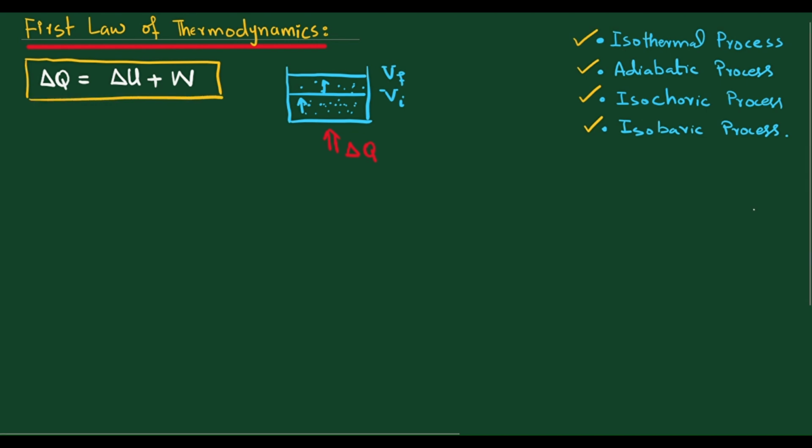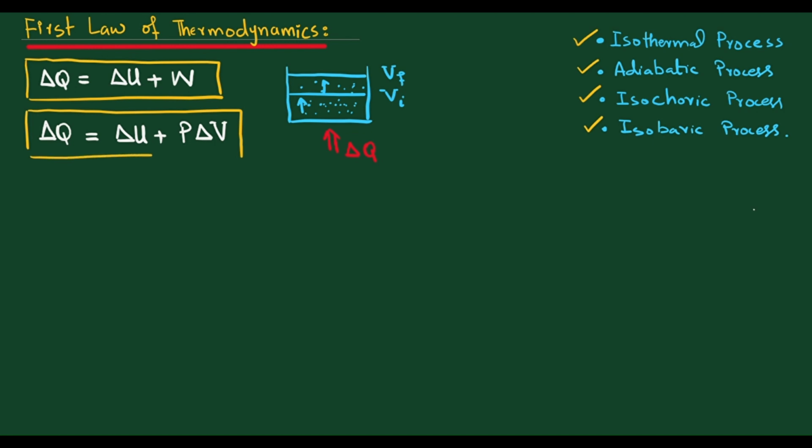We can write this equation as well: the delta Q is equal to the change in internal energy plus work done. We know that the work done is P delta V. Here, the delta Q is heat provided to the system and delta U is change in internal energy, and P delta V is work done.